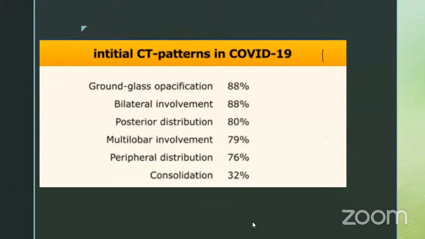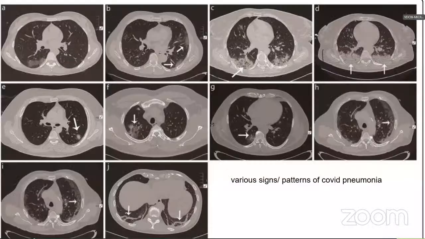The most common patterns in CT are ground glass opacification in bilateral lungs, most predominantly in the posterior distribution with multilobar involvement and peripheral distribution in the early phases, which develops into consolidation as the disease progresses. These are the various signs or patterns in COVID pneumonia. If we find any of these, we suggest it as a COVID involvement in the lung.